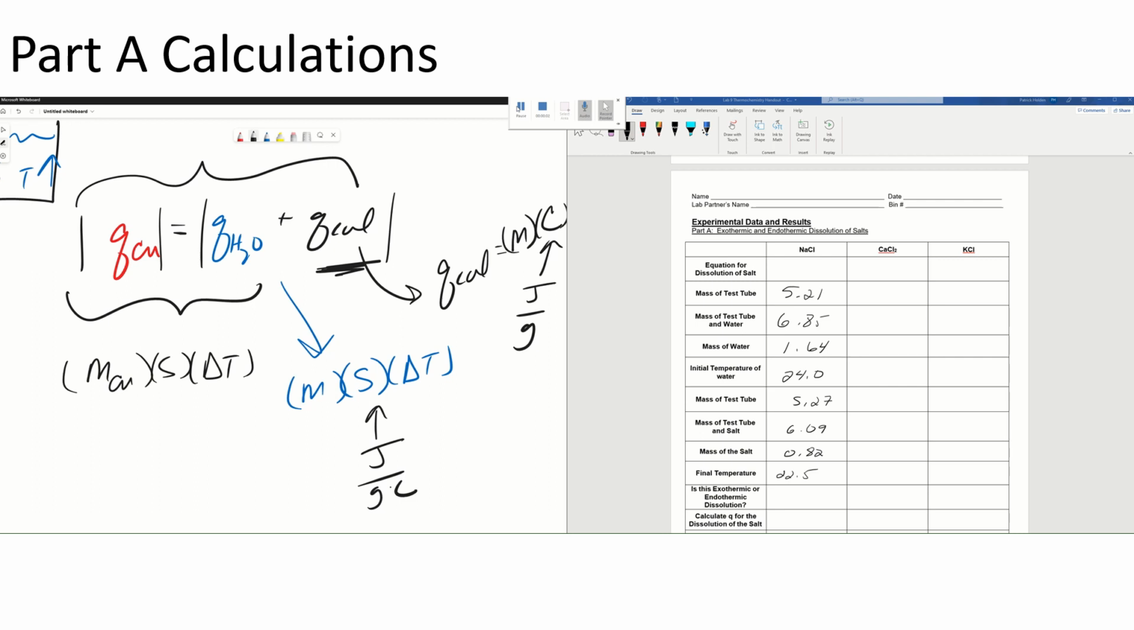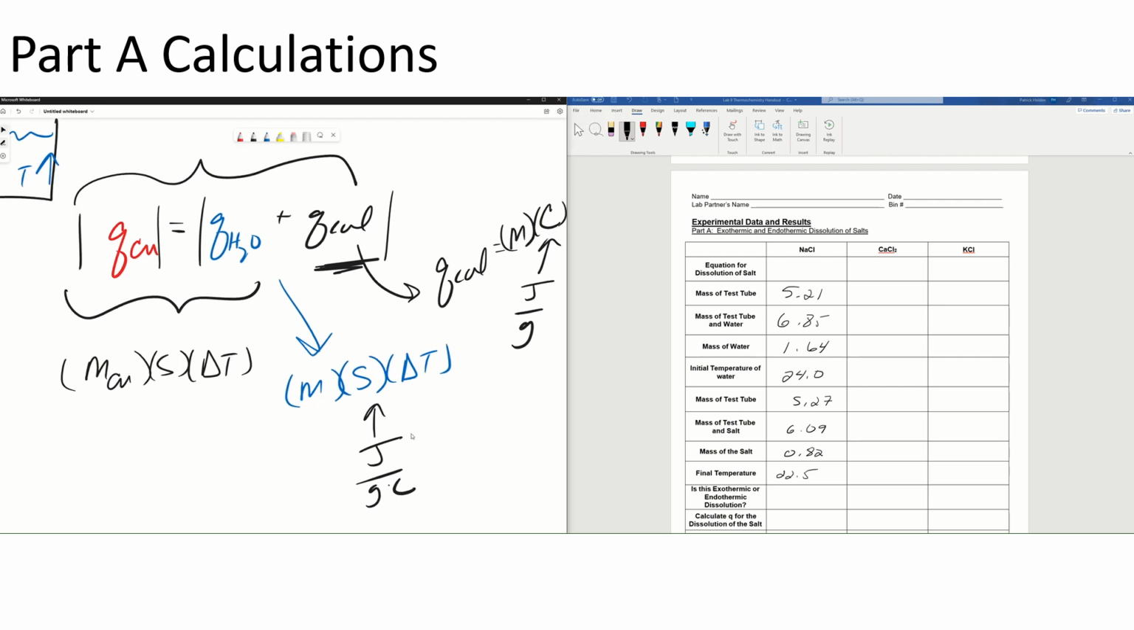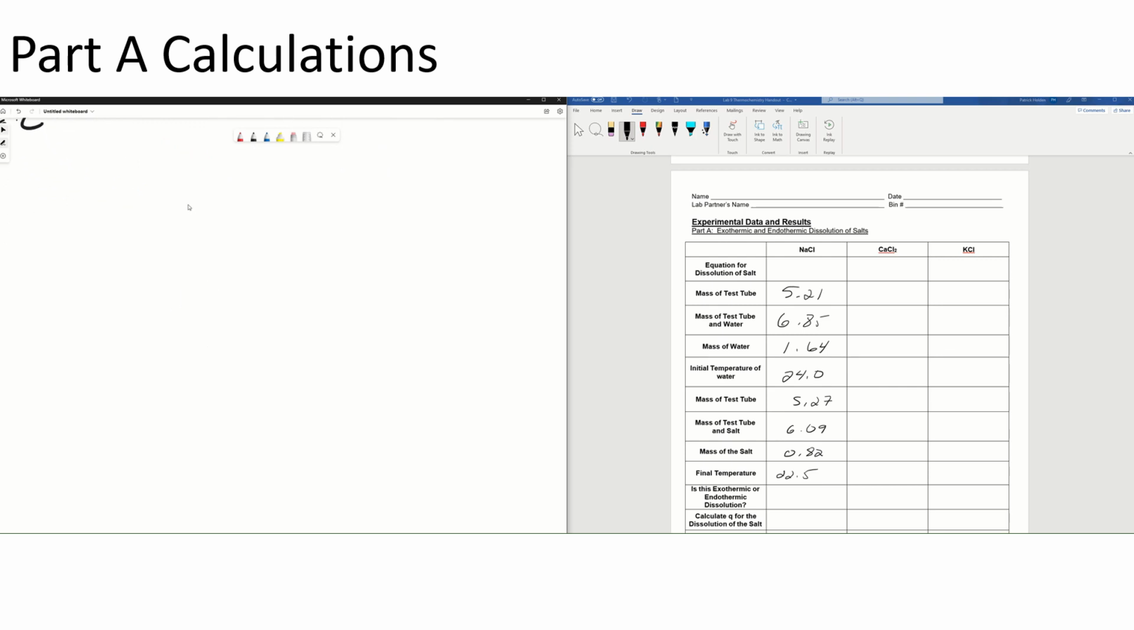So let's take a look at the calculations for part A. Again, for part A, we're just looking at the Q for the dissolution of these various salts. When we say dissolution of a salt, what we mean is we're taking a salt, like sodium chloride here, which is a solid, we're putting it in water, and we're separating the cation from the anion, okay? So the equation looks like that. So the question is, does this process require energy or does it release energy? Is it endothermic or is it exothermic?